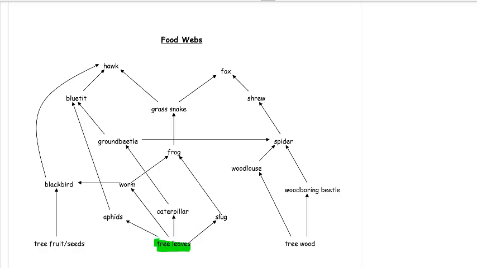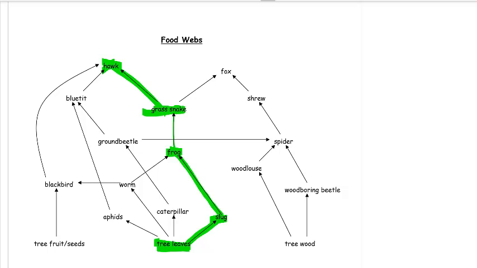So if we start here, we can look at tree leaves. Tree leaves would be the producers. They get eaten by the slugs. Slugs get eaten by the frogs. Frogs get eaten by grass snakes, and then grass snakes get eaten by the hawks. Now along the way there's lots of other things here.